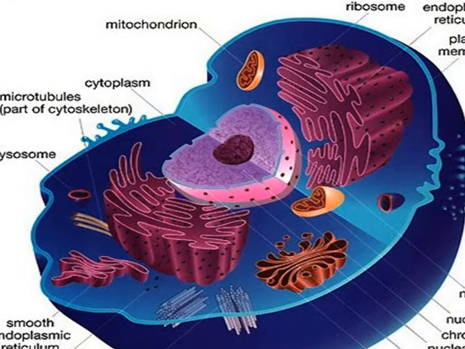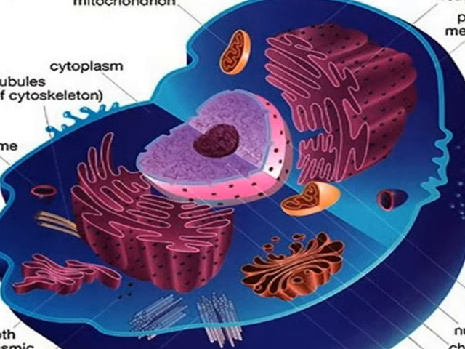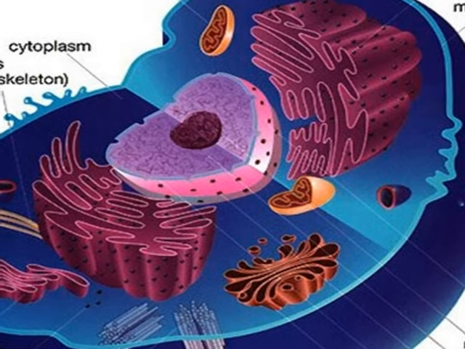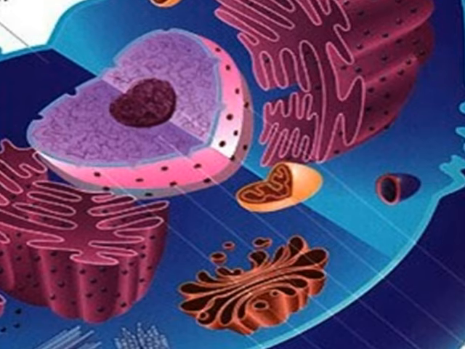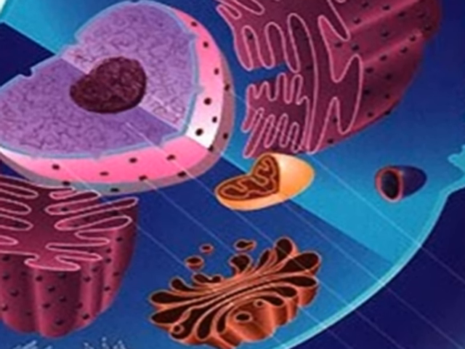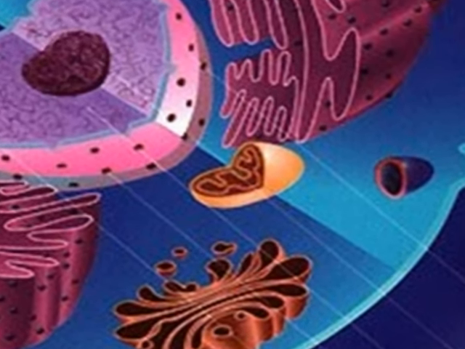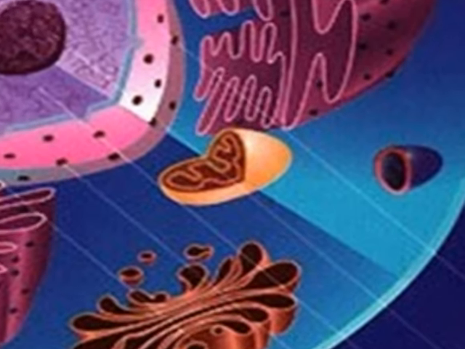Next on our tour of the animal cell, we'll be visiting the cytoplasm, which is the entire region between the nucleus and the cell membrane. It consists of the cytosol, which is the floating liquid that is the boundaries of the cell.